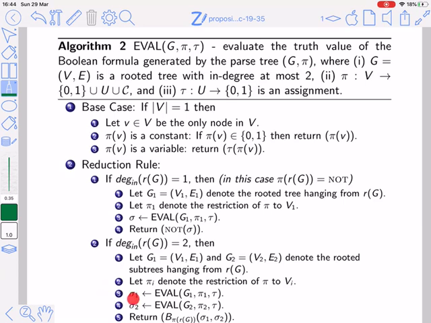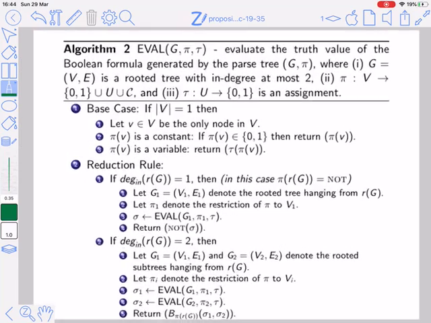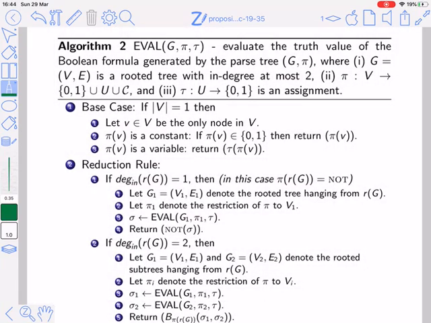We take these two bits and we compute the function b pi of r of g. The last line: return b pi of r of g. This is the Boolean function that corresponds to the connective that appears in the root of the parse tree of our formula. And this Boolean function, which has arity 2, is applied to the two bits sigma 1 and sigma 2.